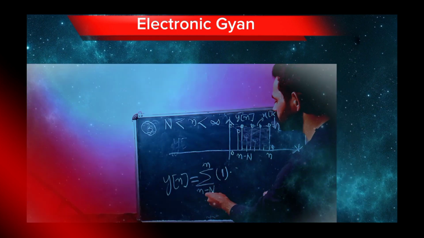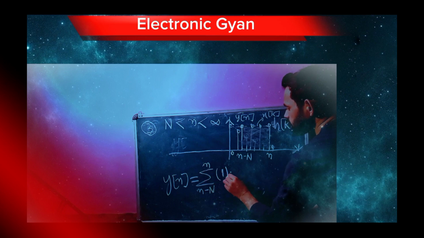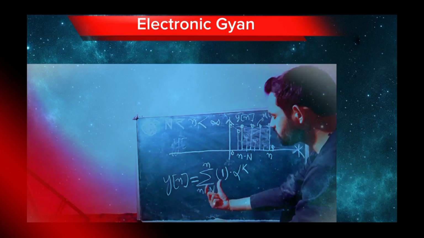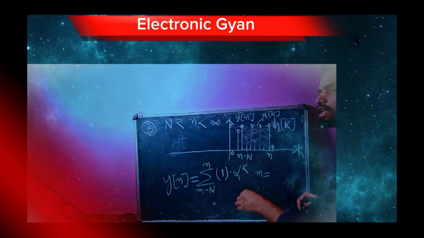This is my y of n is equal to summation k = n - N to n. Okay, small n. This is 1 into alpha to the power k. Now I have to solve this summation. How to solve this summation? Let's see. For this, let us make the assumption as per our convenience.